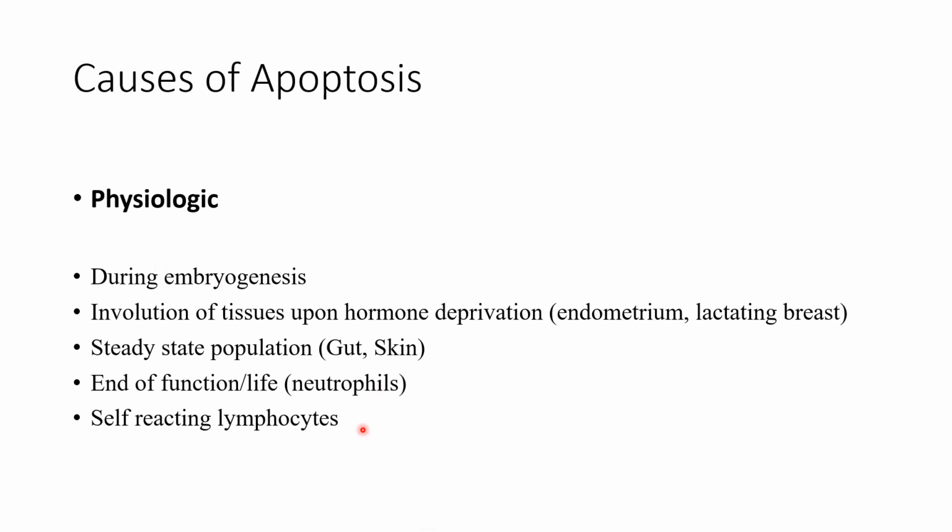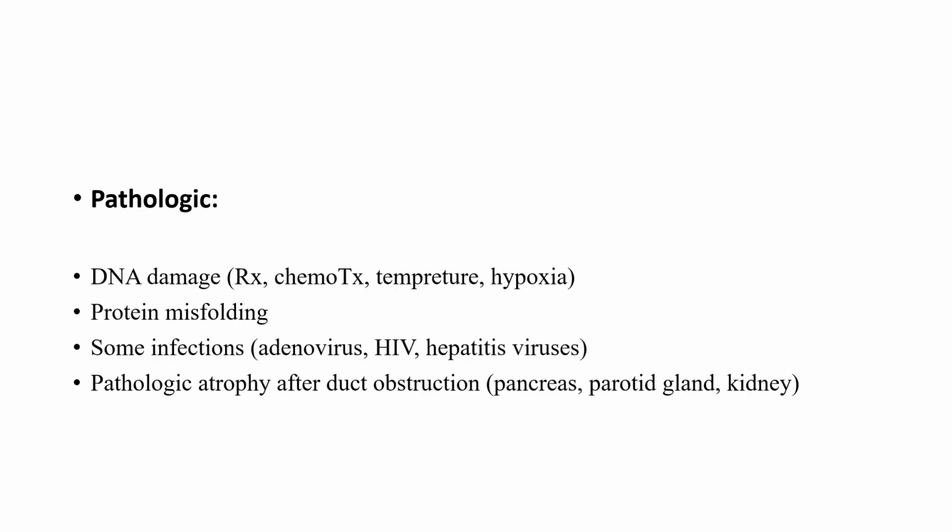السيلف رياكتنج lymphocytes اللي هي lymphocytes خلال عملية تطورها ممكن يصير في أخطاء، فهاي الليمفوسايت تصير سيلف رياكتيف يعني تتفاعل مع خلايا الجسم نفسه، تهاجم خلايا الجسم نفسه. إذا ظلت موجودة هاي الليمفوسايتس ممكن ينتج عنها autoimmune diseases. So the best way to get rid of these self-reactive lymphocytes is by apoptosis. Now also apoptosis can be pathologic، يعني لما تتعرض الخلية ل DNA damage.